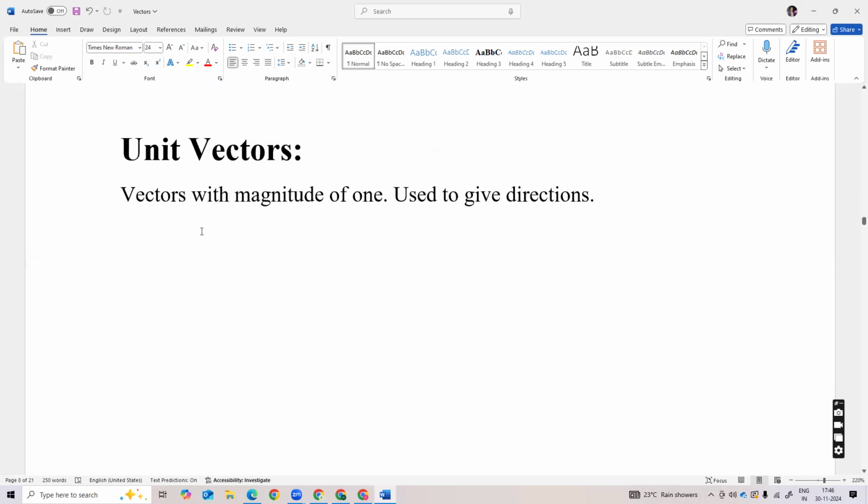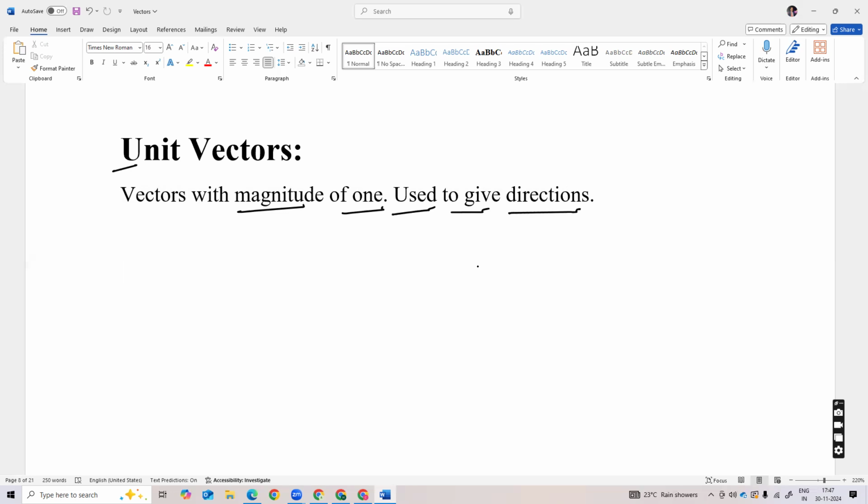So let's see what unit vectors are. They are vectors with magnitude of 1, and they are used to give direction. So unit vectors are vectors with magnitude of 1, so their magnitude is always 1. As the name says, unit vector, you should keep in your mind that their magnitude is always 1. And the second thing is they are used to give directions to a vector.